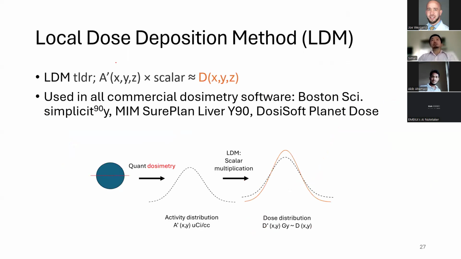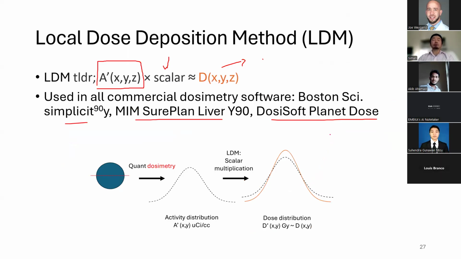So again, this is the local dose deposition method. You reconstruct your images and multiply by a scalar, and this is your dose map. And this method is used in all commercial dosimetry software: Simplicity, MIM, SurePlan, and some European software as well.